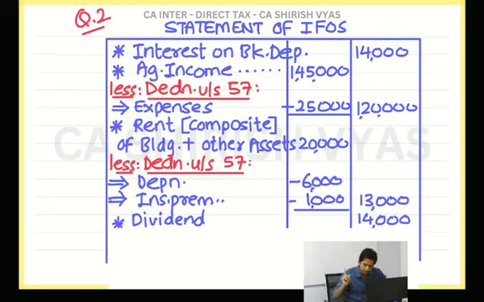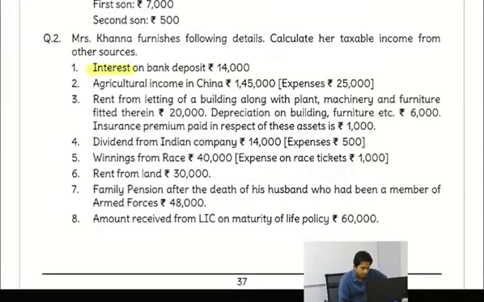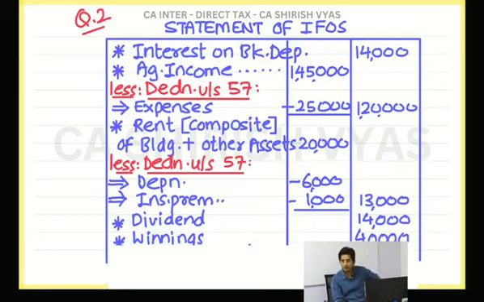Okay, then write dividend income 14,000. Then after this, winnings, what did I say? Ignore the expense, because winnings doesn't come from expense. It is because of luck. It is not expense related, it is luck related. So ignore the expense. So winnings from horse race, whatever, just race. Directly in the outer column it will come. 40,000, straight outer column, fully taxable.